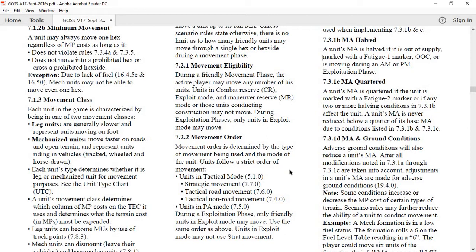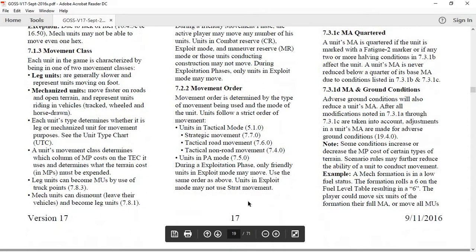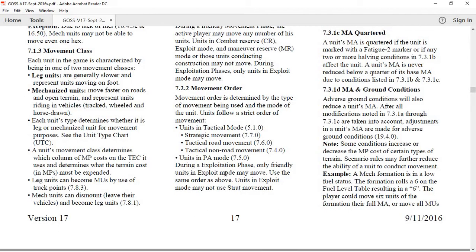Units follow a strict order of movement. Units in tactical mode, strategic movement, tactical road movement, tactical non-road movement. Units in PA mode. During an exploitation phase, only friendly units in exploit mode may move. Use the same order as above. Units in exploit mode may not use strat movement.